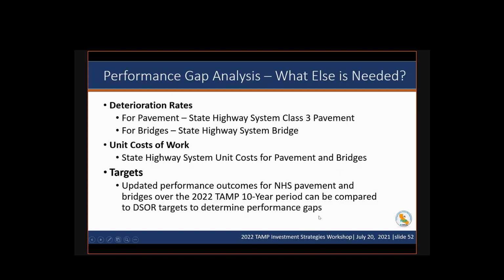So what do we still need, and what can we assume as we move forward and do a performance gap analysis for the TAMP? And I list these 3 here. Mainly, I want to focus on the deterioration rates and unit costs of the work, primarily because we don't have a lot of data on deterioration rates.